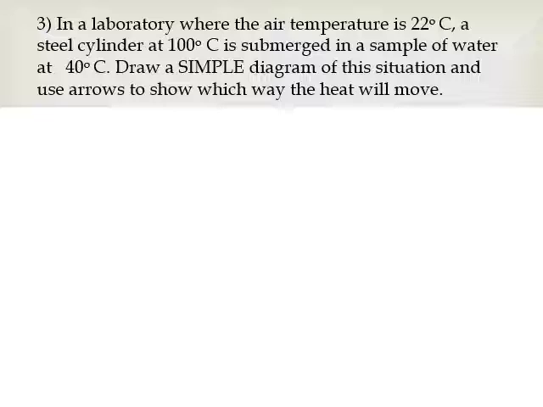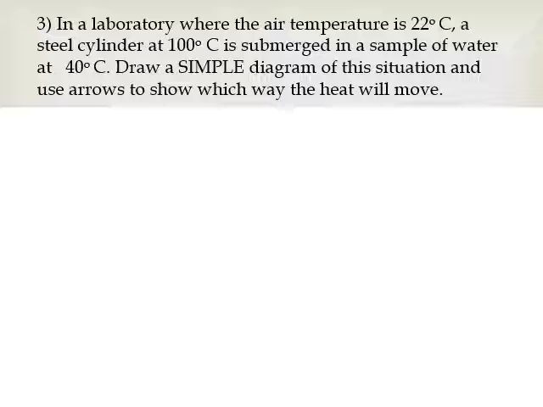you have a piece of metal, a steel cylinder, a cylinder being like a Pringles can or a tennis ball can, some kind of shape like that, made of metal. It's going to be at 100 degrees Celsius. And it says it's submerged in a sample of water. So it's just in water. It's covered in water, maybe in a fish tank, something like that. It's covered in some kind of water, and the water is at 40 degrees Celsius to start out at least.